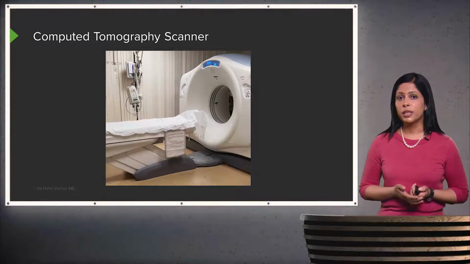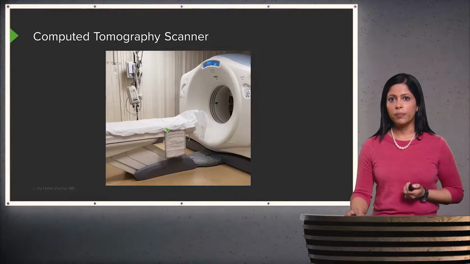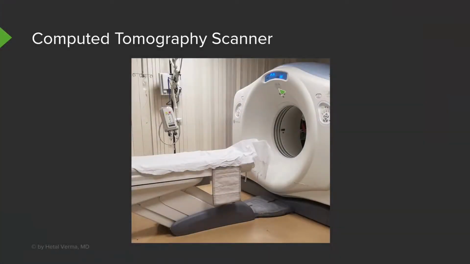This is an example of what a CT scanner looks like. So you can see that the patient will lie right here, and this table actually goes inside the bore. This rotates and creates an image.